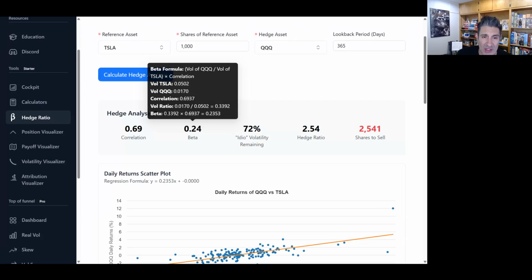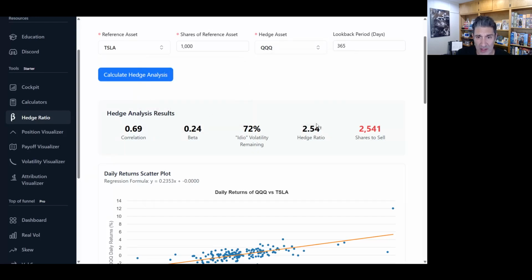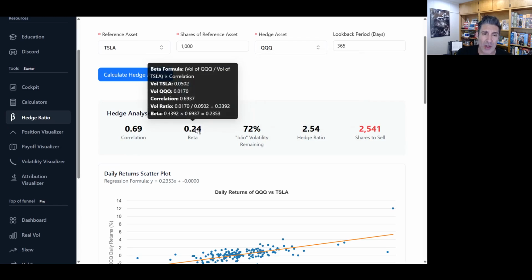So if I'm long 1,000 shares of Tesla, Tesla's $300 something here, like $320. Call it $300. At 80 vol, you have $300,000 worth of Tesla, 1,000 shares of a roughly $300 stock, at 80 vol. That's your one standard deviation P&L, to make or lose $240,000 in a year, right? That's your annual vol.